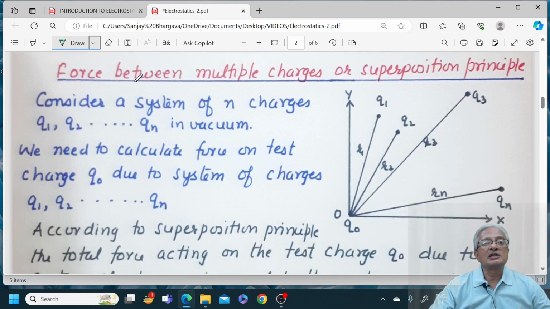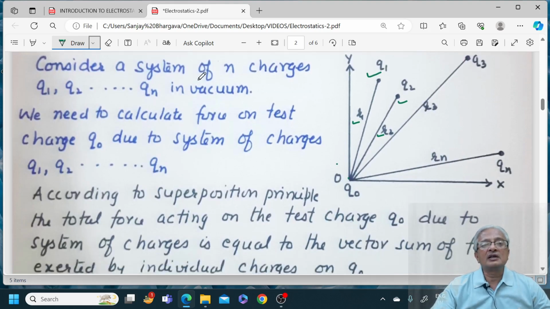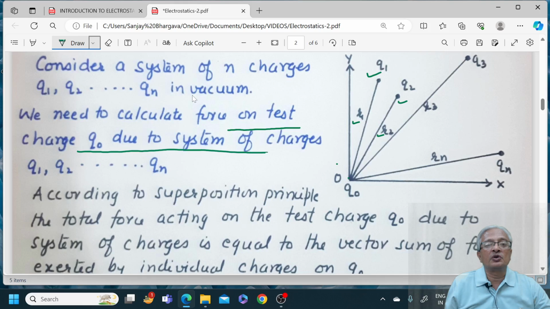Now the question that comes up is, what would be the force between multiple charges, or the superposition principle? For this, we consider a system of charges here. We have a charge Q1 at a distance r1 from the origin. We have a charge Q2 at a distance r2 from the origin. We have a charge Qn at a distance rn from the origin. At the origin, we have a test charge Q0. So we consider a system of n charges Q1, Q2, Qn in a vacuum. We need to calculate the force on test charge Q0 due to the system of charges Q1, Q2 and Qn.